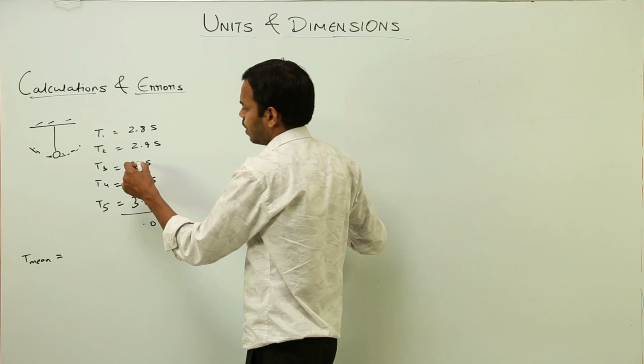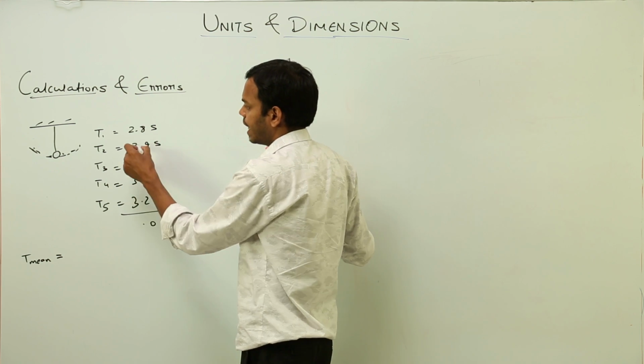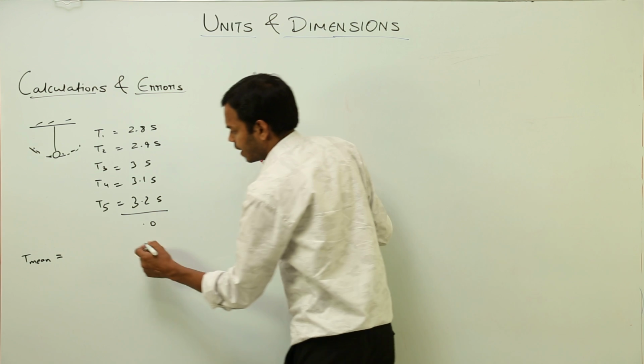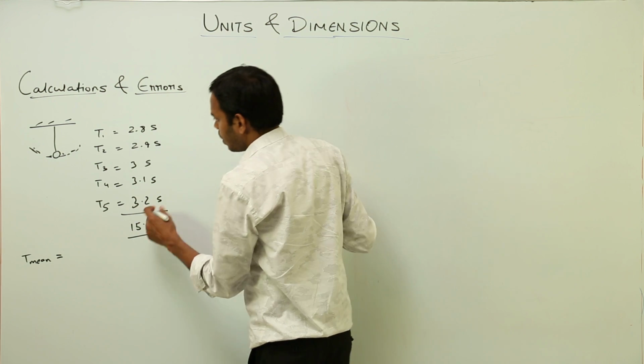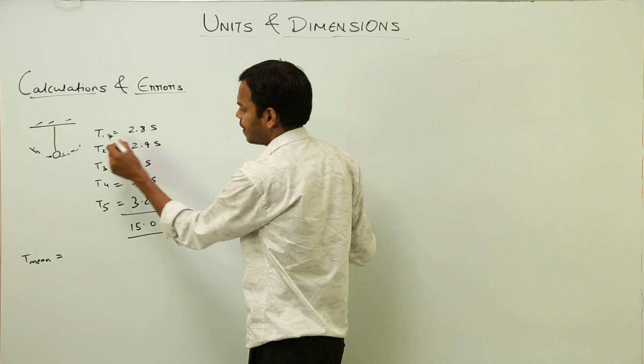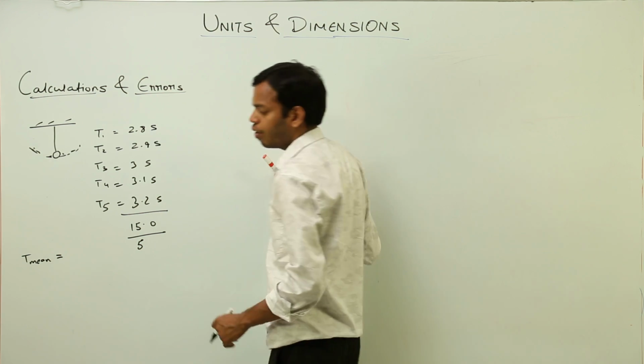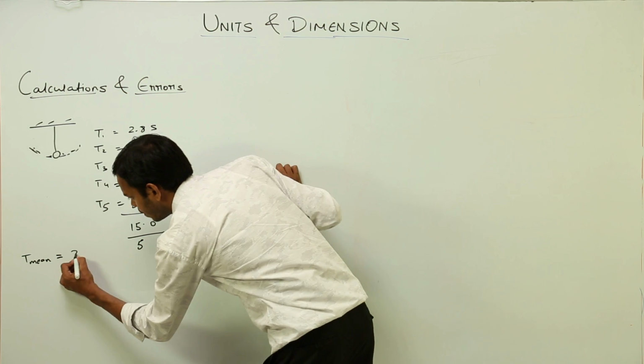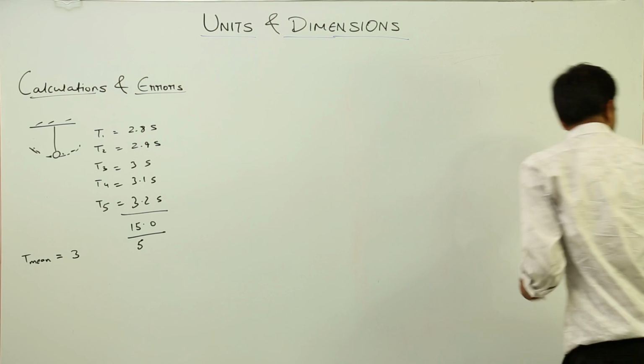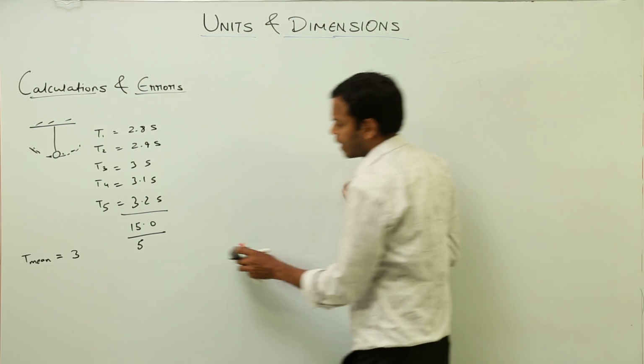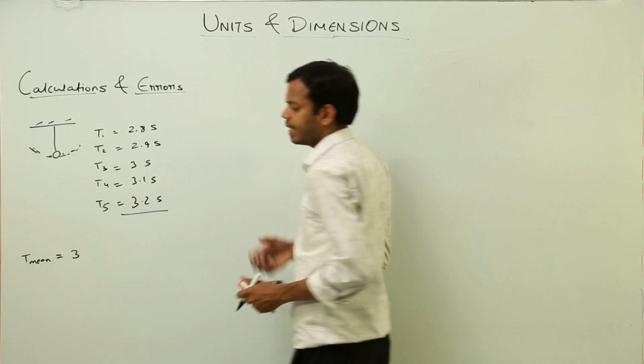Adding up all the decimals, the total sum comes to 15. Over the number of observations, which is 5. So 15 over 5 gives us the value of 3. So right now the mean value of the given observations is 3.